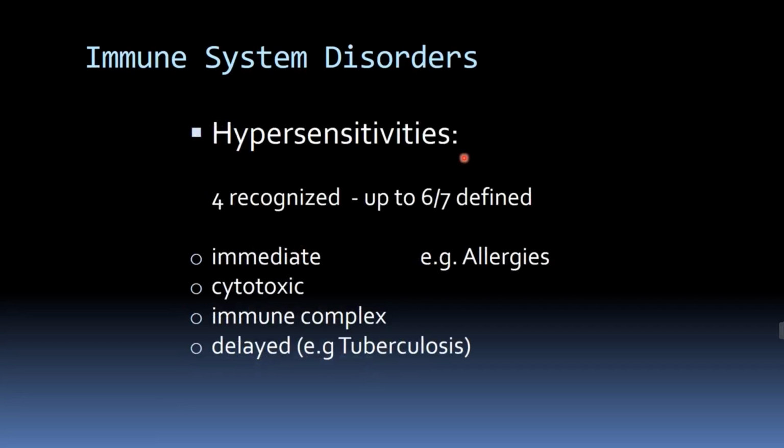Hypersensitivity reactions are reactions that occur as your immune system hyperreacts, so it overreacts. There are 4 recognized, and probably around 6 or 7 or more that have been defined. The 4, and we're just going to have a look at 2 of them, are immediate, which involves allergies, cytotoxic, immune complex, and delayed. We see the delayed one normally in tuberculosis, and we'll have a look at that in a moment.